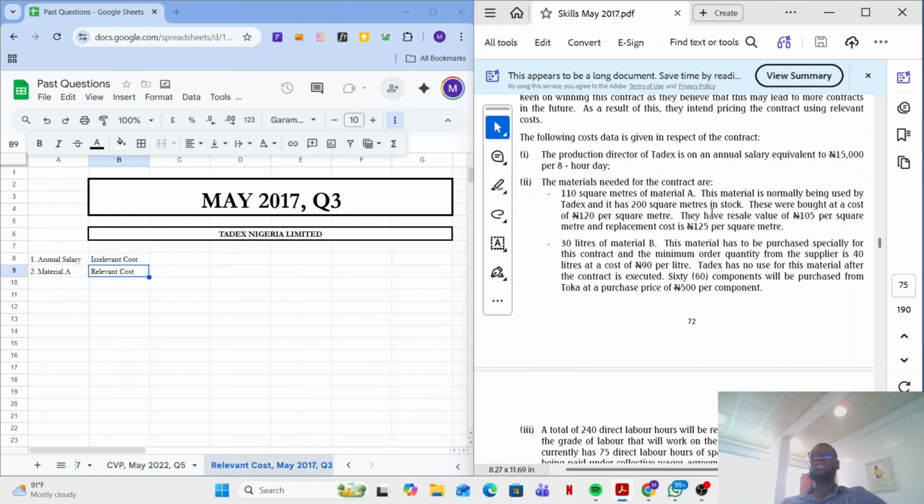What will be relevant to you is that if we are not using it, then that means I can sell it. So if you decide to take on that project, that means you could have gotten the money already, right? But because of the project, you decide not to sell it. So it is at that point that it becomes relevant.